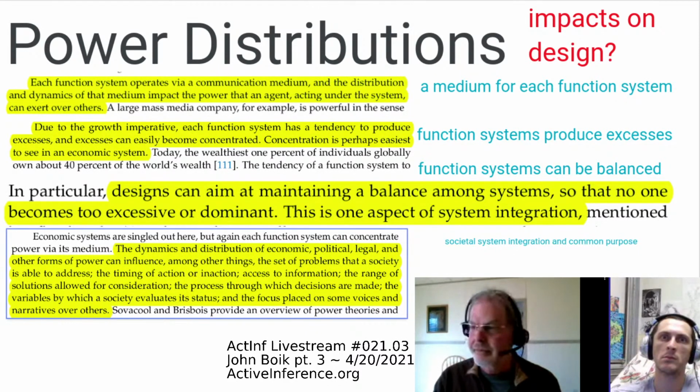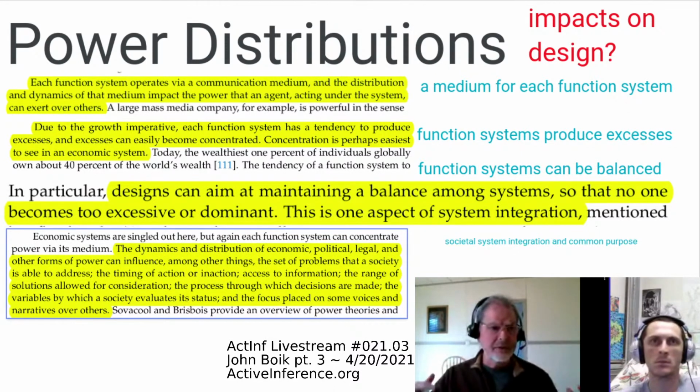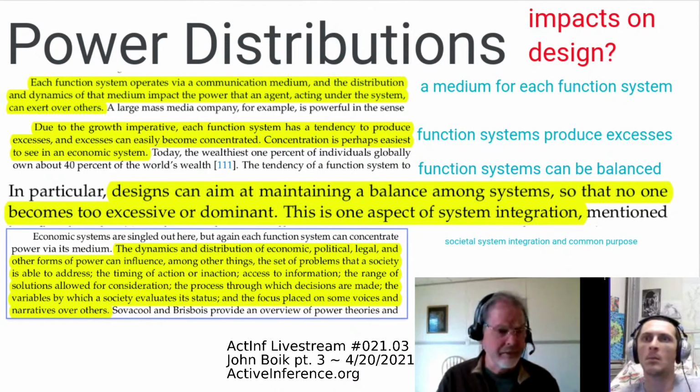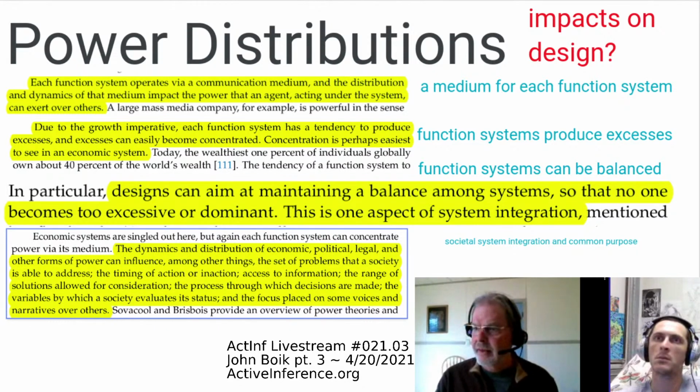aspects of our life. So in that sense, in our current society, you might say that the economic system is overemphasized relative to the other functional systems, say the education system and other systems. So obviously then when we're talking about design, one of the goals of design is to balance the influence of each functional system.